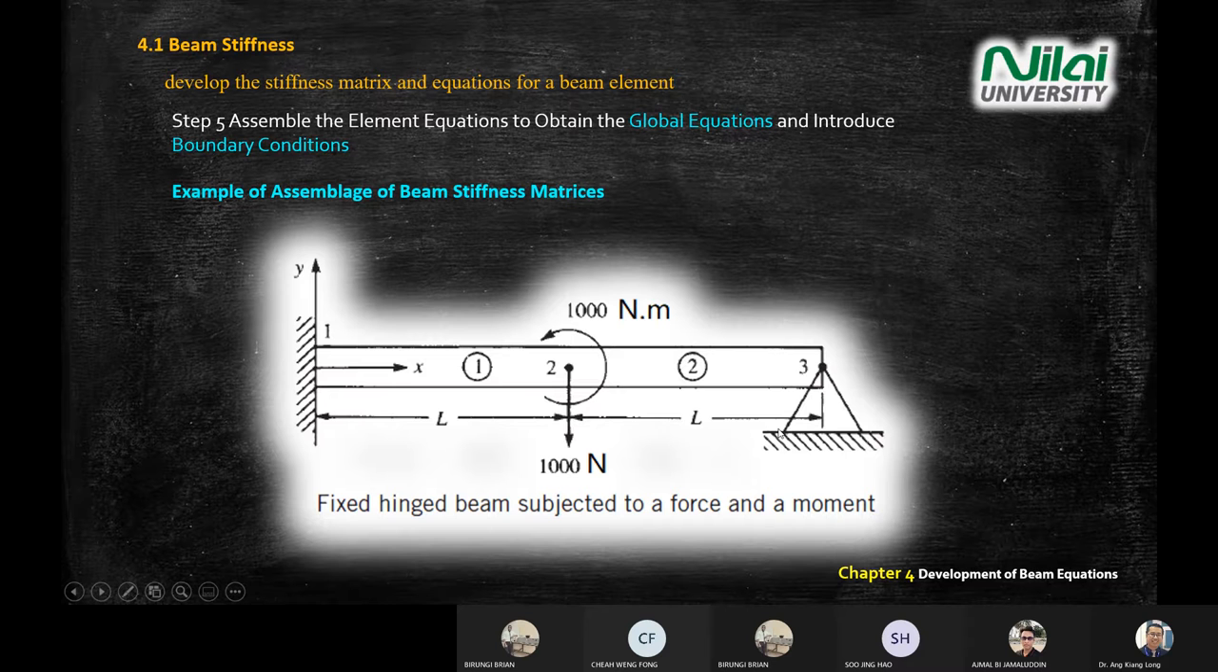There will be an external force of 1000 newton at point 2. There will also be a moment at point number 2, a torque of 1000 newton meter. Now, do you still remember the direction of our moment? In this case, if you look at the screen, this is anticlockwise. So is this positive or negative? Positive, right. So let's take note for this chapter: moment anticlockwise is positive, and rotation angle is also positive when it's anticlockwise, following the moment direction.